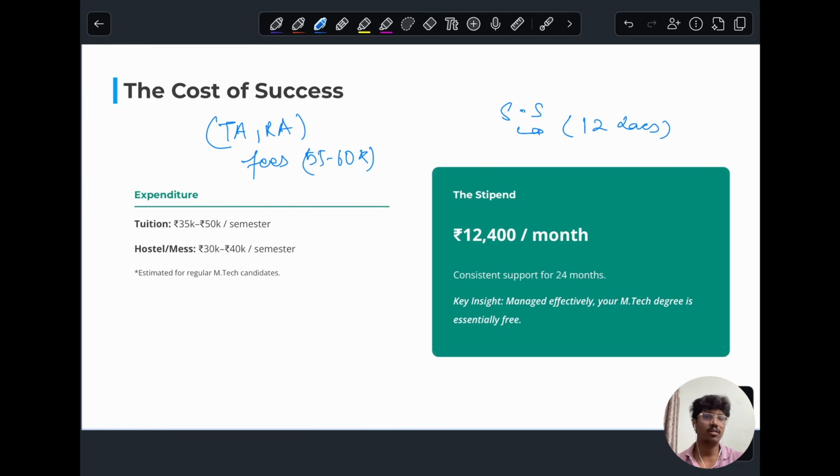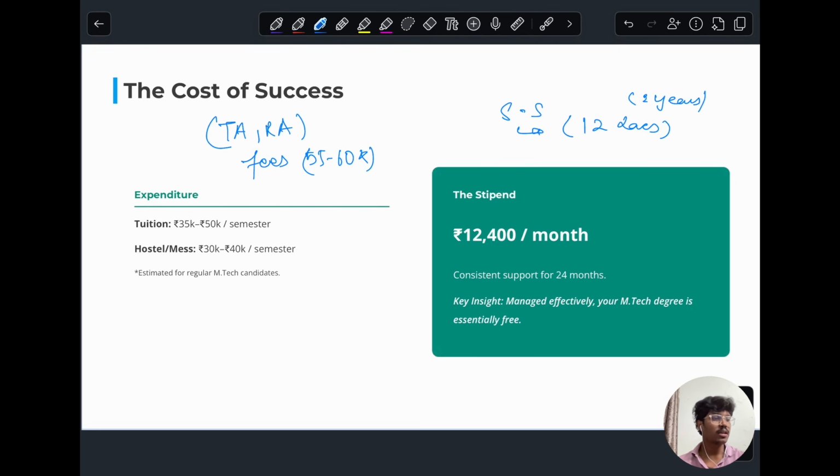It is not a hard number, so you should not pin me on this 12 lakhs. You can check it in the admission portal on the IIT Hyderabad website. Around 12 lakhs you have to invest over around 2 years so that you can earn an M.Tech degree. The M.Tech degree for TA and SS is the same. There's nothing written on it saying it is a self-sponsored or teaching assistant student.